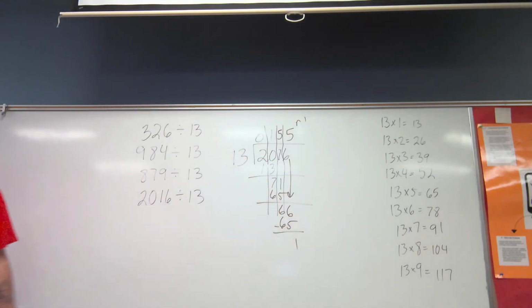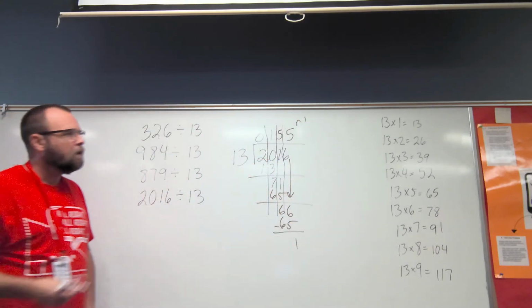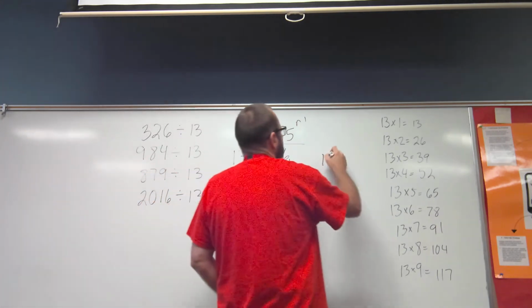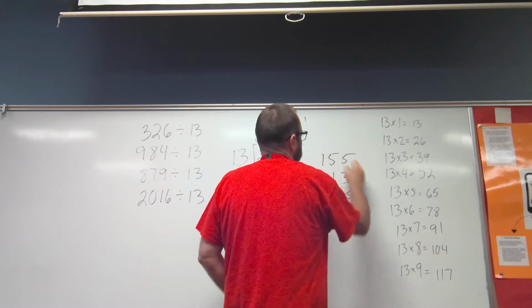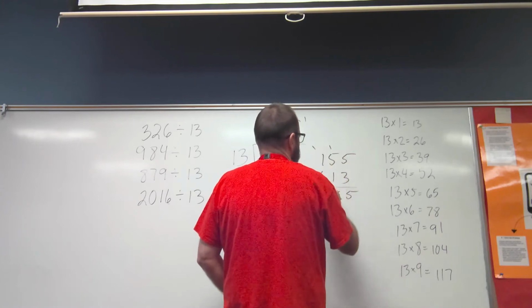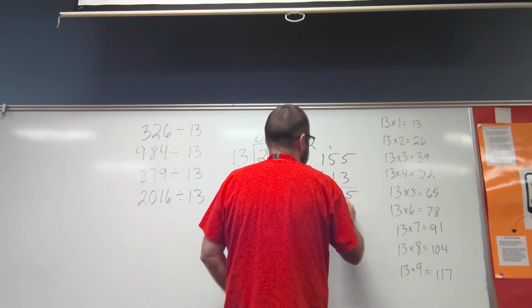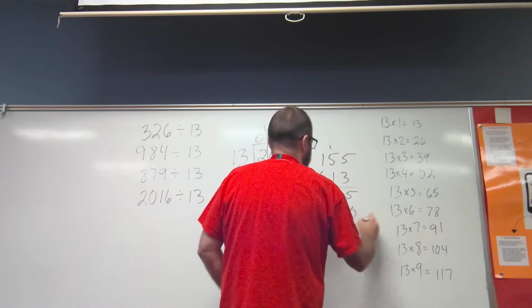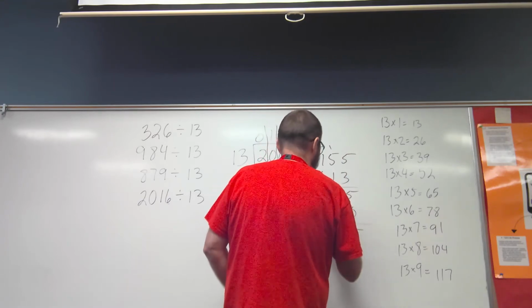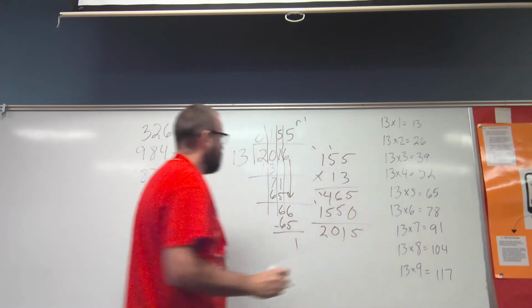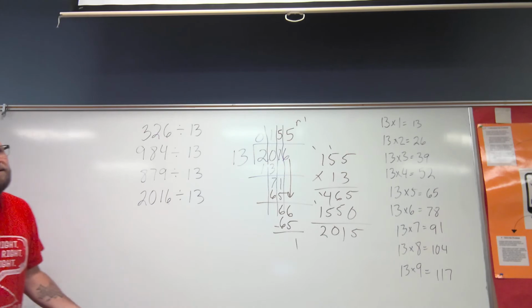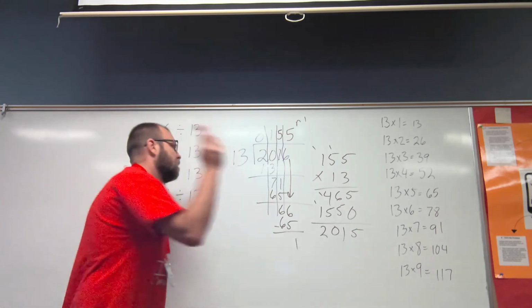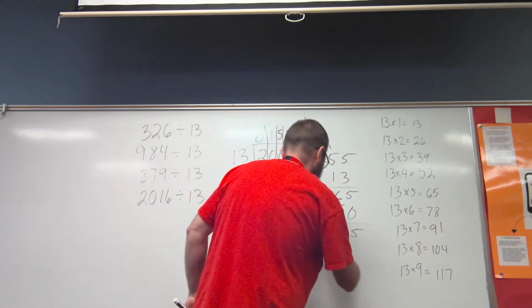Now obviously, so Courtney doesn't pester me again, I would multiply 155 times 13. And I get 2015. But why doesn't that work, Kaylee? I have to add the remainder in.